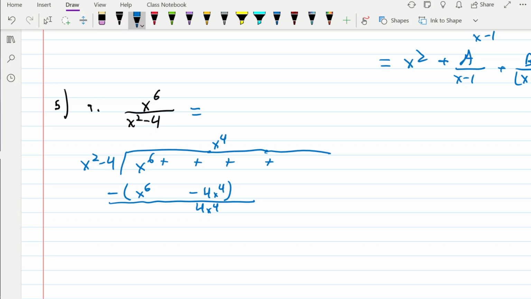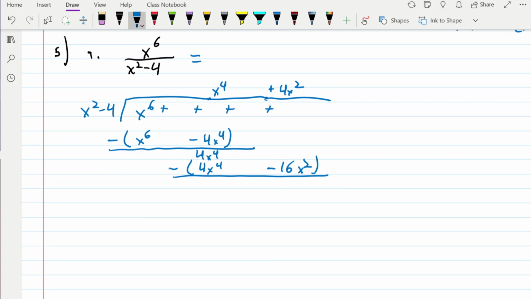So then what times this gets 4x to the 4th? That is going to be 4x squared. So then we're going to minus 4x to the 4th, minus 16x squared. A minus times a minus is going to become a plus, so we have 16x squared right there.